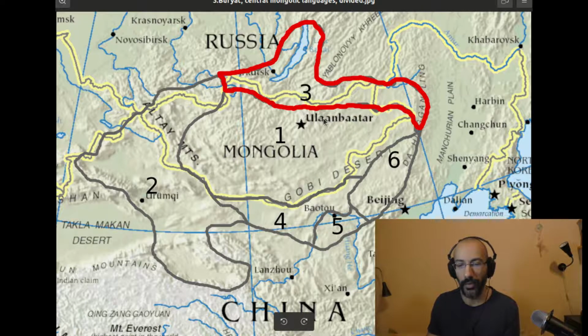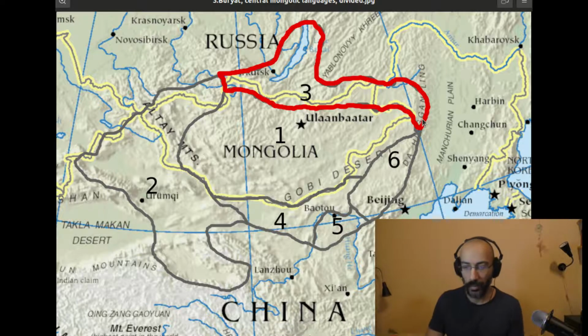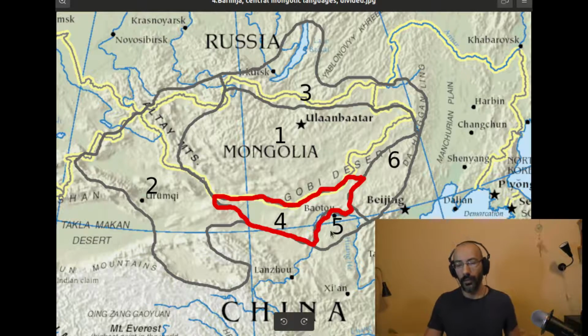Okay, now next, area number 3 is the area where the Buryat language is spoken. The Buryats too have their own republic within Russia, but this is not the boundary of the Buryat Republic, but the boundary of the Buryat-speaking area. Buryat is spoken in Russia around Lake Baikal and in the northern fringes of Mongolia. We can find Buryat speakers also in China. This part of the area belongs to China, more precisely to the Inner Mongolian Autonomous Region within China. Alright, so this is Buryat, and numbers 4, 5 and 6 are all parts of Inner Mongolia.